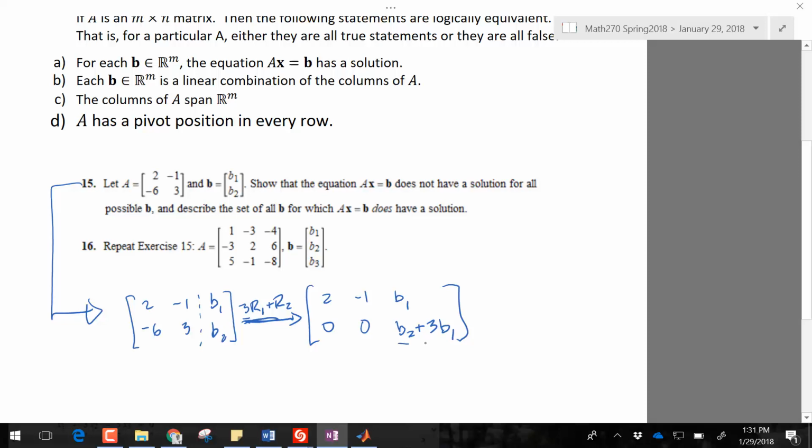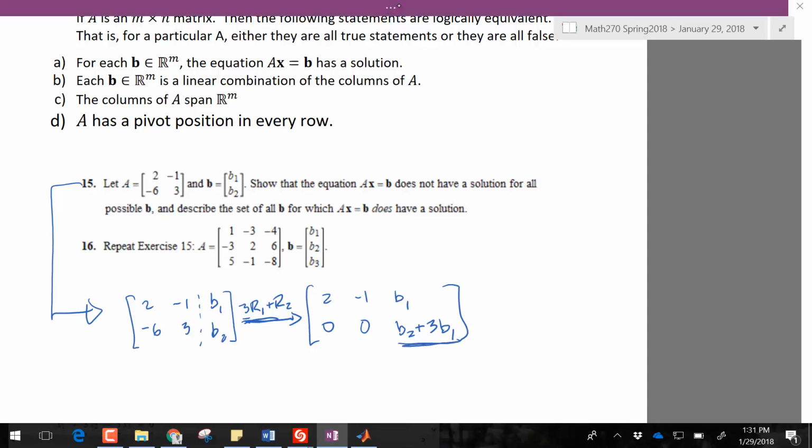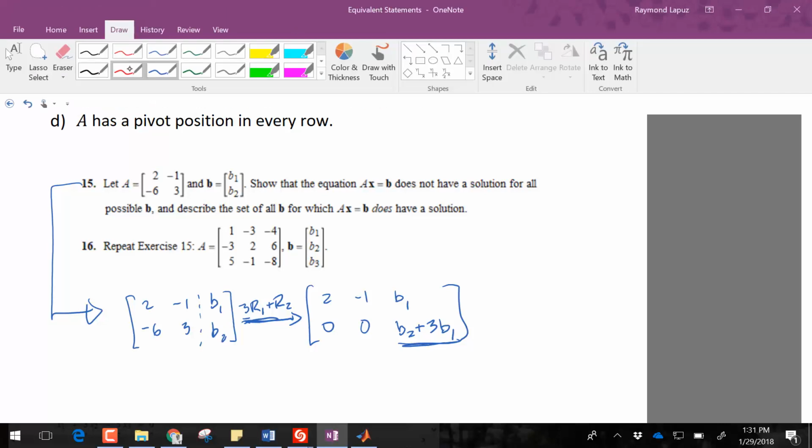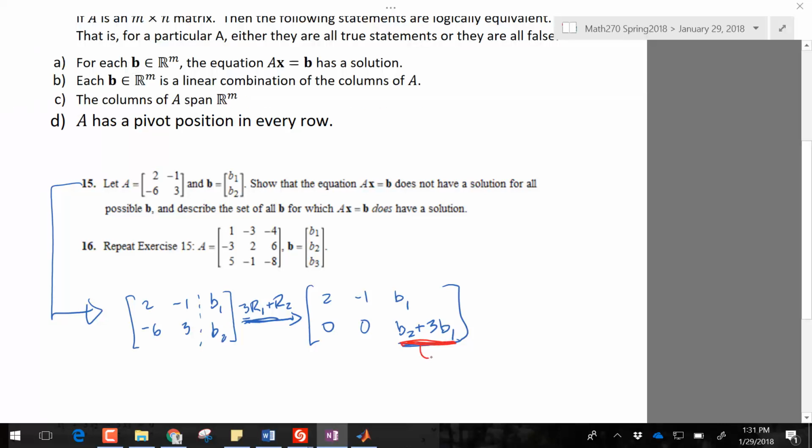And we see that as long as this term is not 0, then we have no solution. As long as this is non-zero, we have no solution. And they say for any random variables for B1 and B2, so it seems like if I pick B1 equal to 5 and B2 equal to 7, then this is not going to work. And so we have a bunch of vectors that's not going to have a solution for this.